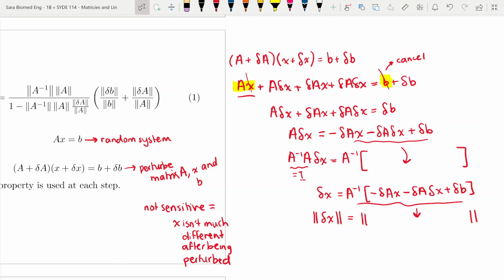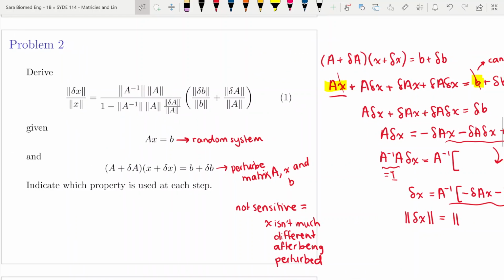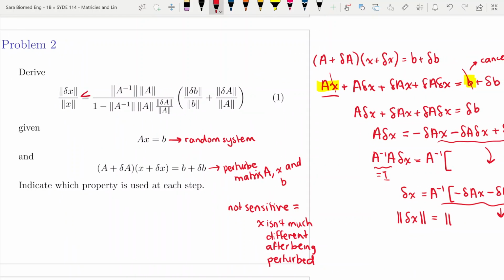Well, I think I made a mistake. This should be less than or equal to. Here it shouldn't be equal. It should be less than or equal to. So sorry about that. It's okay. Anyway, right now we have the norm.